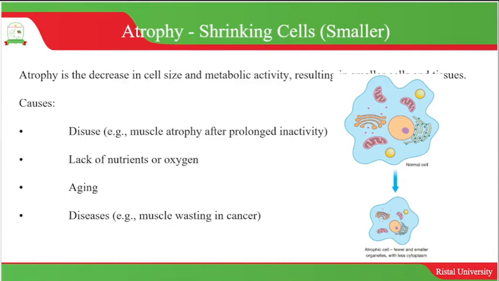So we have also diseases. Diseases can also cause muscle wasting, such as cancer. So when these cells are exposed to such conditions, they may also try to adapt by shrinking or becoming too small.